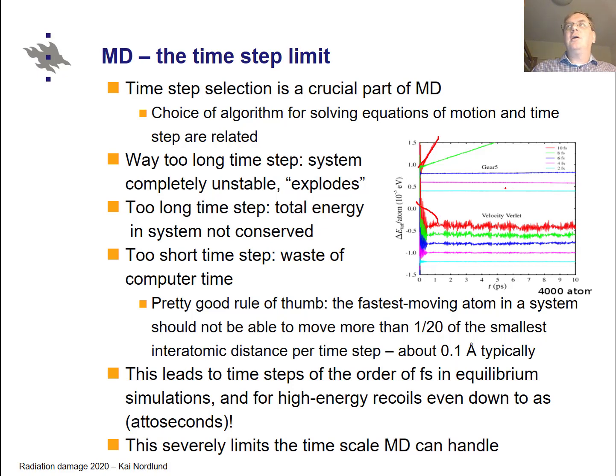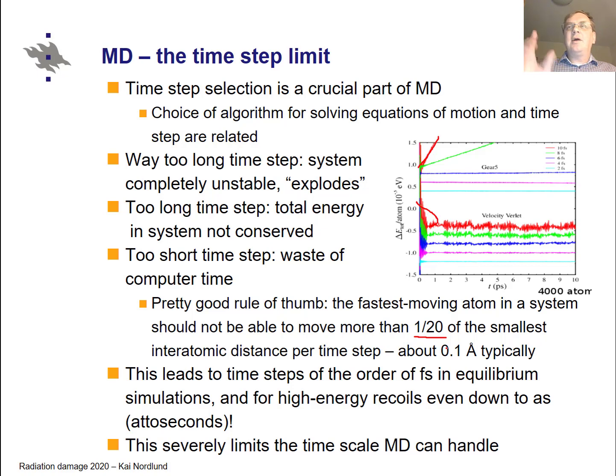Of course, you don't want to make the time step unnecessarily short, because you need to iterate over the time step. So if it's too short, you'll also get into trouble. Well, there is also a pretty good rule of thumb for what's a suitable time step. Consider the fastest moving atom in a system, and then say that this fastest atom shouldn't move more than 1/20th of the smallest interatomic distance per time step.